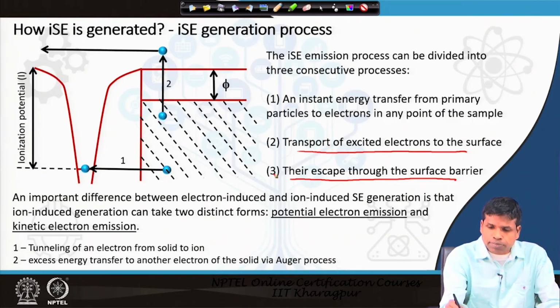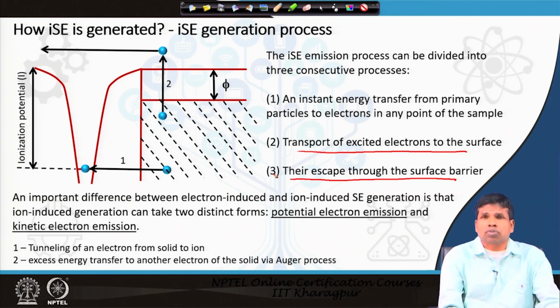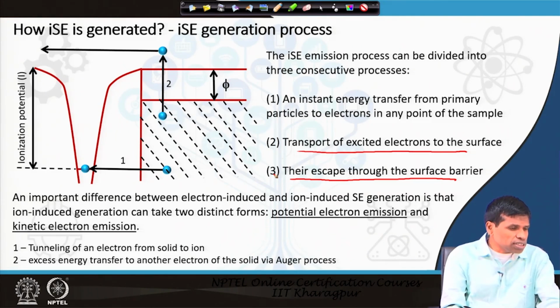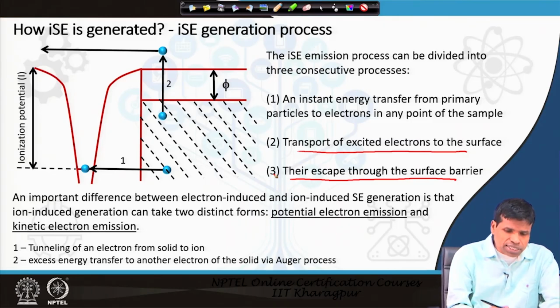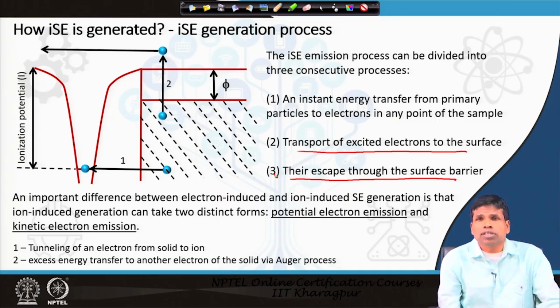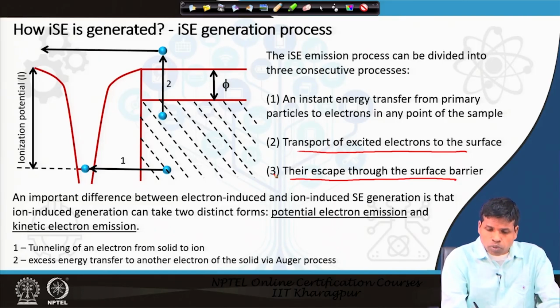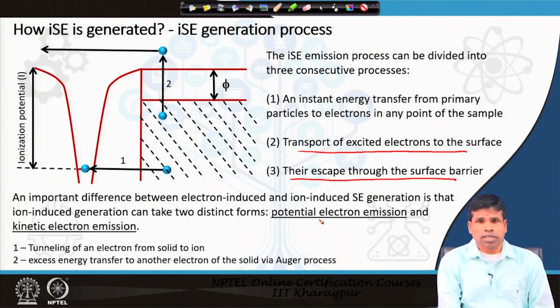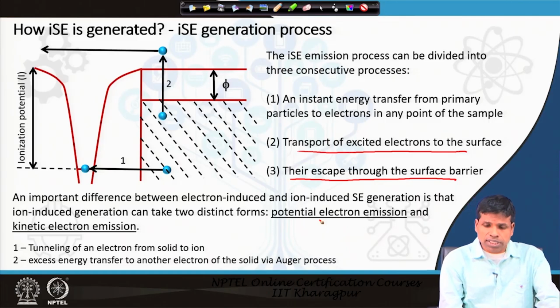So, an instant energy transfer from primary particle to the electrons, this is a multi-step process, and it induces many channels. The first thing, an important difference between the electron induced and ion induced generation of secondary electrons, is that ion induced generation takes 2 different forms. One is potential electron emission, and the second one is kinetic electron emission. We will discuss these 2 emission processes through which secondary electrons are generated when primary ion beams are incident on the specimen. First is potential electron emission.